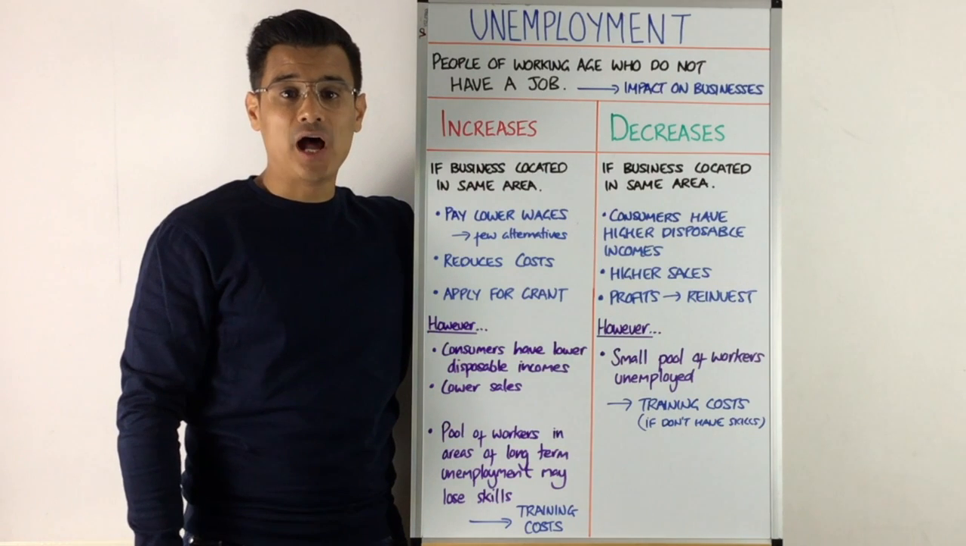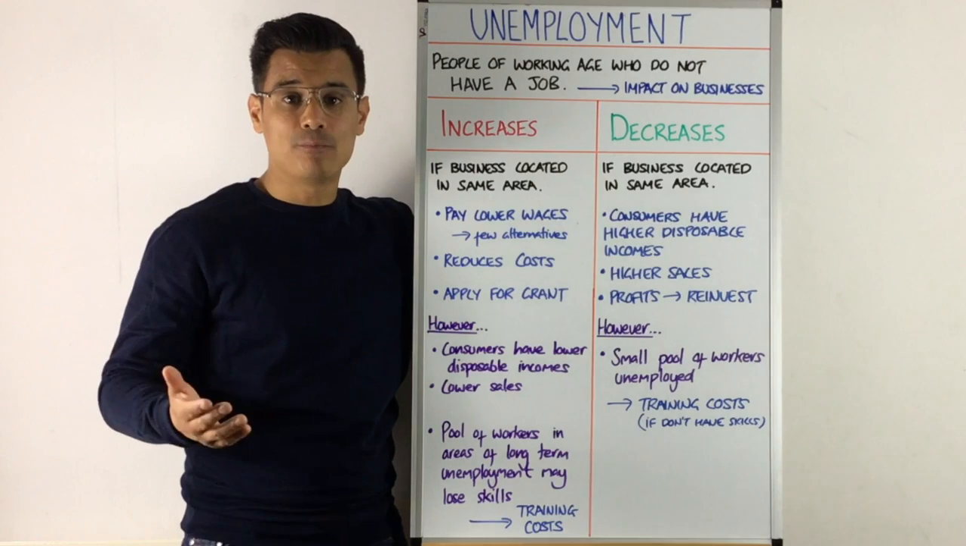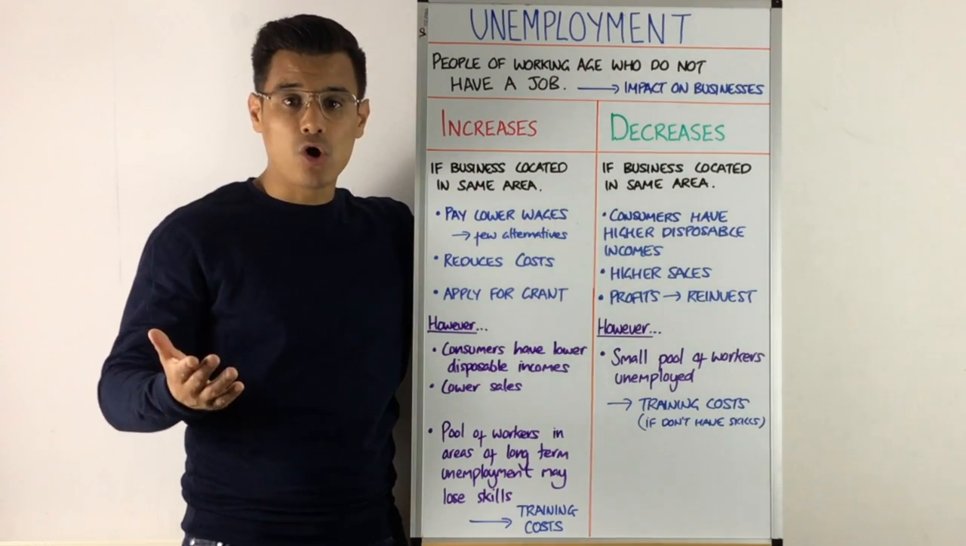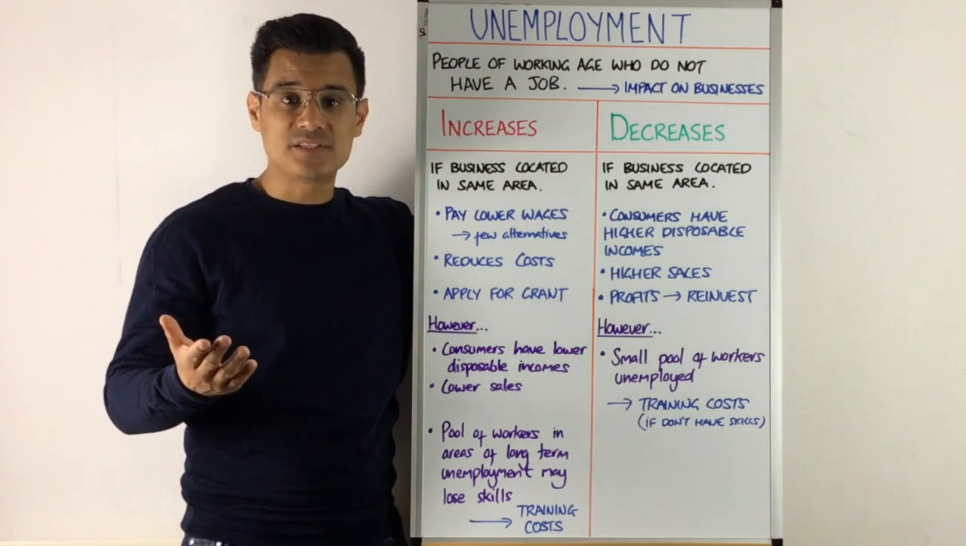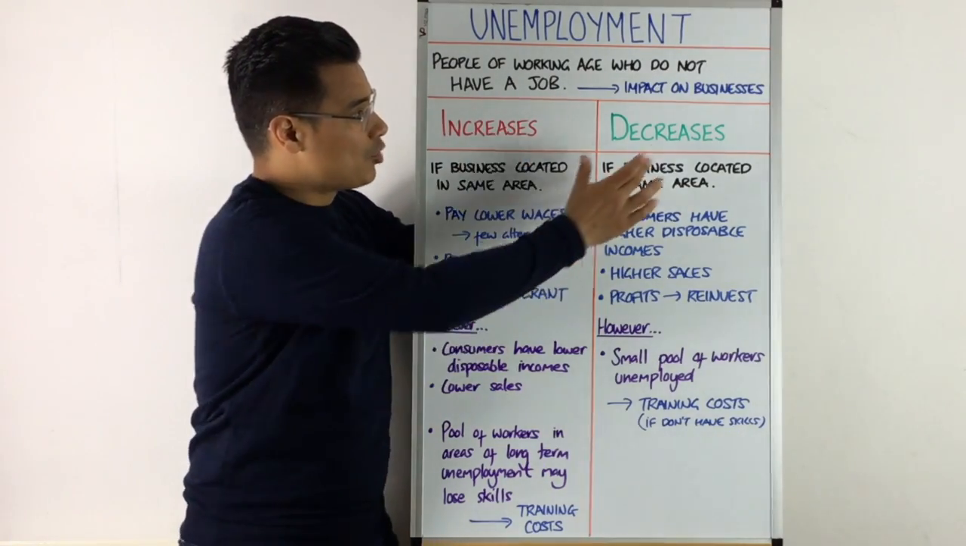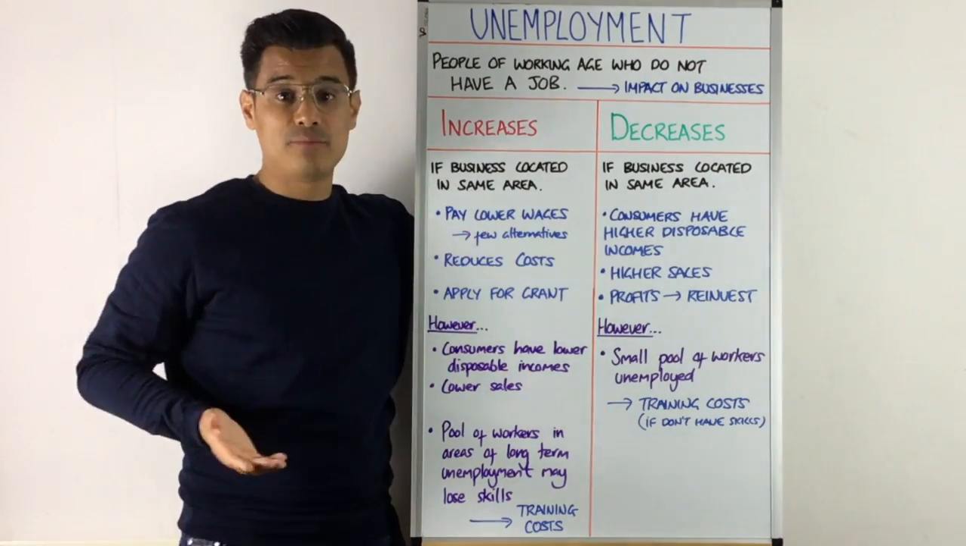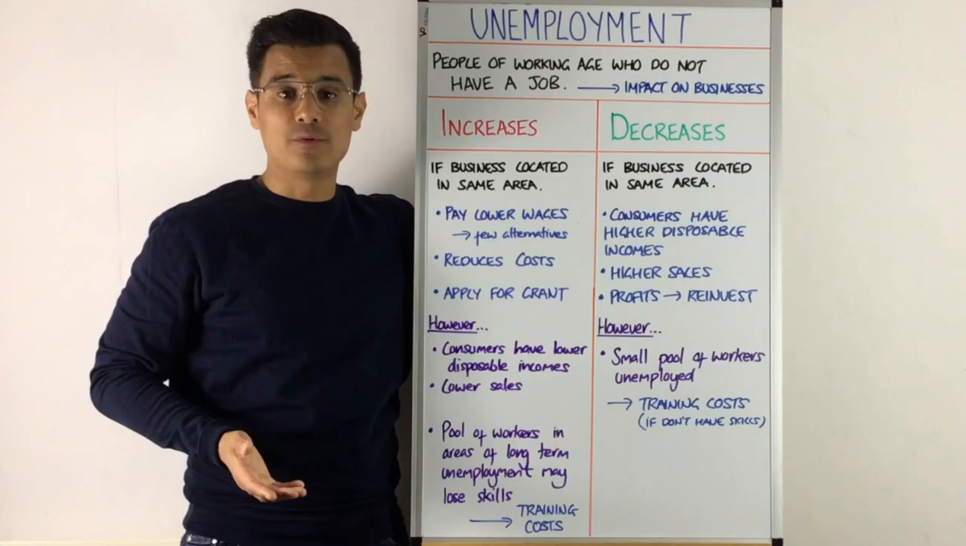Let's have a sesh on unemployment. So unemployment is people of working age who do not have a job. But this has strong impacts on businesses. So we take an example of an increase in unemployment and a decrease in unemployment. You could think of it as a high level of unemployment and a low level of unemployment.